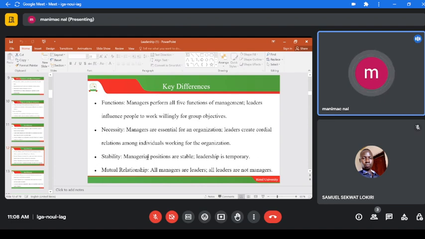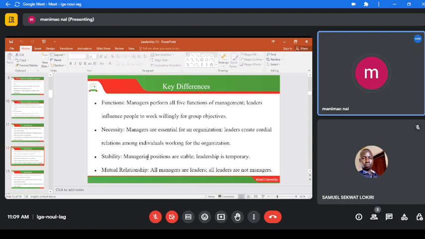Further still, in terms of stability, managers, the position which they have, is stable. However, when you look at the leaders, it is vice versa. Leaders' positions are temporary. Anytime they can leave the position, which is not the same thing with the managers. Furthermore, in terms of mutual relationship, all managers are leaders, and all leaders are not managers, because the two are not the same.